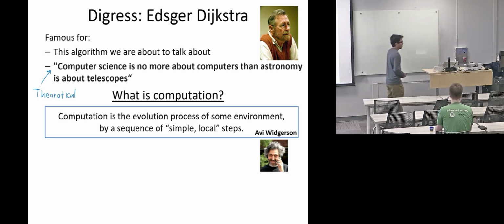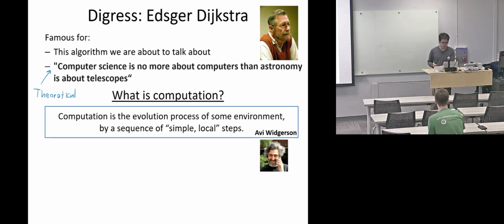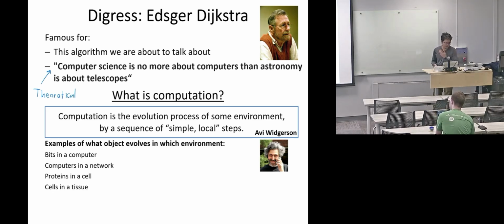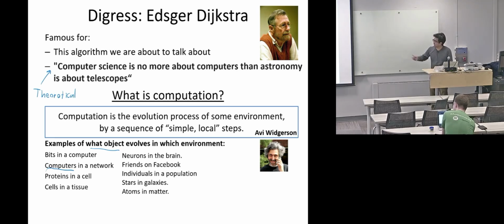But this is true in many other settings, right? Examples of objects that evolve in an environment can be bits in a computer, computers in a network graph, proteins in a cell, cells in a tissue, neurons in the brain, and so on. So my point is that computation is a theory that encompasses and can model so many levels of whatever we care about.